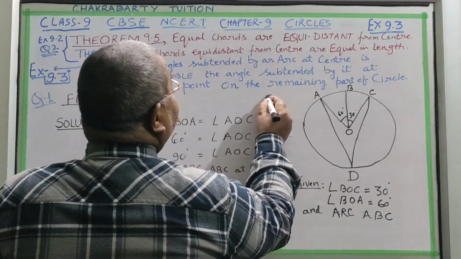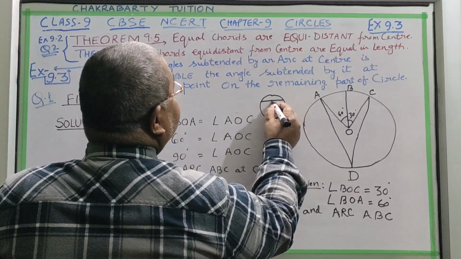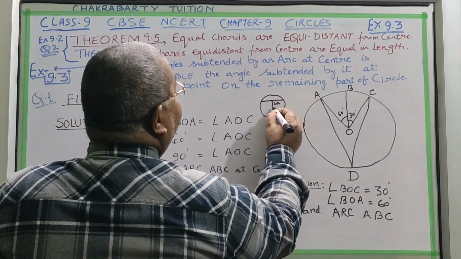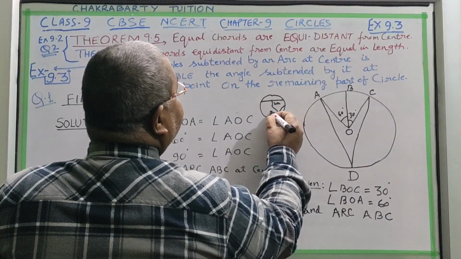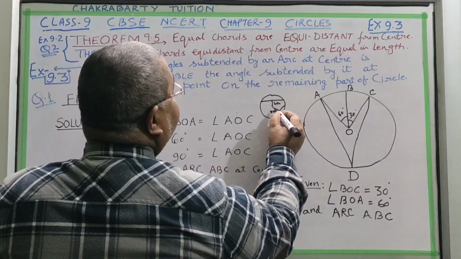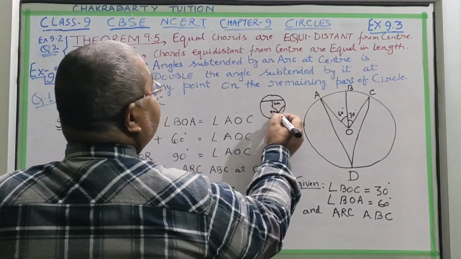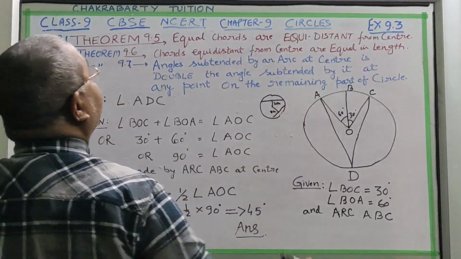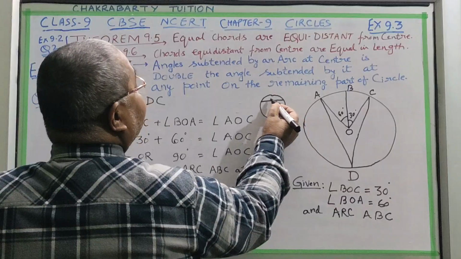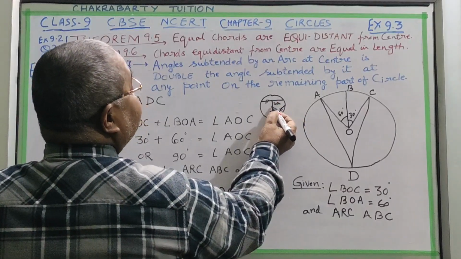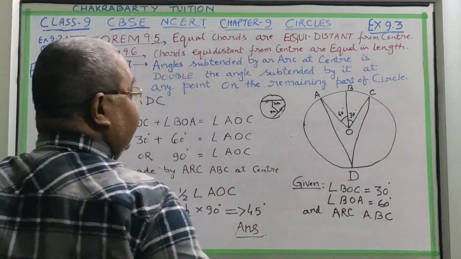Means if a circle is there and from here one chord is at a distance of 2 cm, and from here another chord is also at 2 cm from the center, then this chord and this chord will be equal. What it says is, if the distance from the center to the chords is equal, the chords are also equal. And conversely, if the chords are equal, then their distances from the center will also be equal. This is the point.